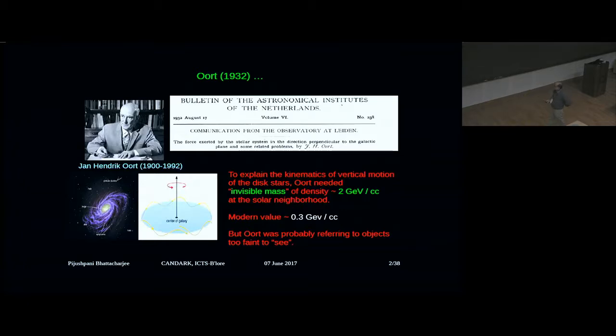By the way, his methods are still used nowadays to find the surface density of mass on the disk of the galaxy. He deduced from his calculations that there should be some amount of invisible mass in order to explain the kinematics of the up and down motion of the stars. At that time, that amounted to about 2 GeV per cc in modern units. The modern value of the mass density of so-called dark matter is about 0.3 GeV per cc at the sun's location. But at that time the instruments were not very good. He was probably referring to objects that were too faint to see, baryonic matter, but just too faint to see.